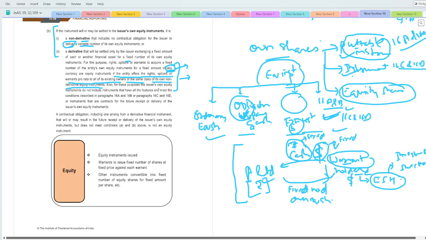Also, for this purpose, the issuer's own equity instruments do not include instruments that have all the features and meet the conditions described in paragraphs 16A, 16C and 16D. That is a puttable instrument, and the instrument which is getting exercised at the time of liquidation. Only if those conditions are satisfied do we call them puttable and liquidation-type shares. So in own equity, what I explained is that puttable instruments will not come. Simply understand that in own equity only ordinary shares are coming.